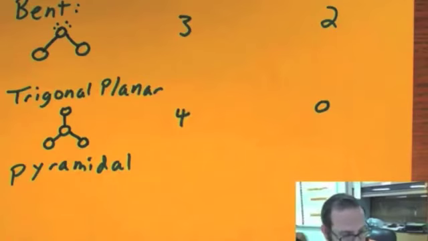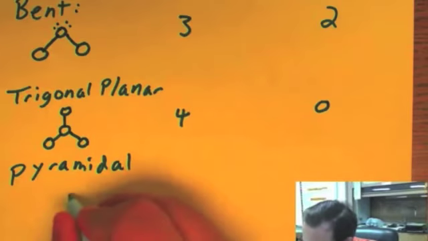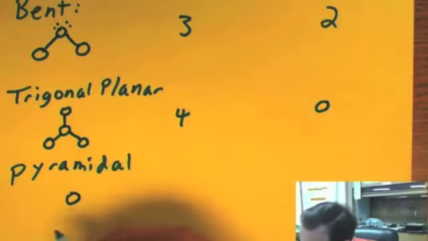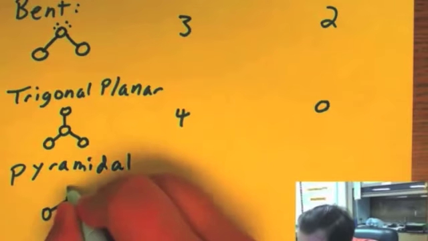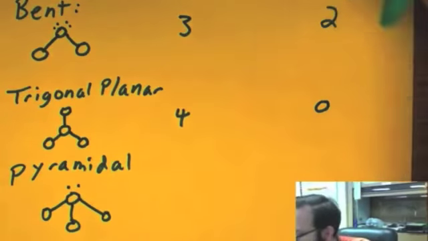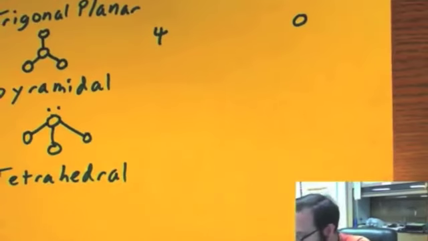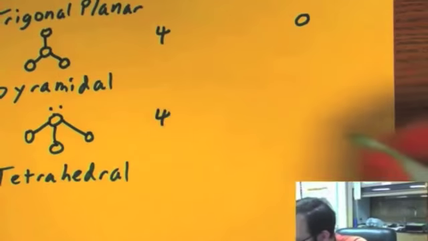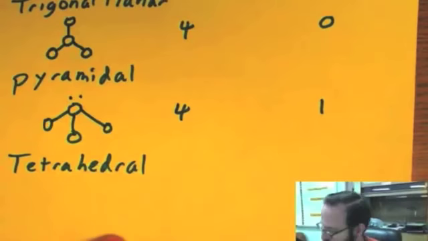Okay, the pyramidal, that's going to look similar to the trigonal planar, except the central atom is up top here, and it's making like a pyramid. So it's going to have 4 atoms also. But it's also going to have a pair of central atom electrons on top. So that one has 4 atoms and 1 pair of central atom electrons.